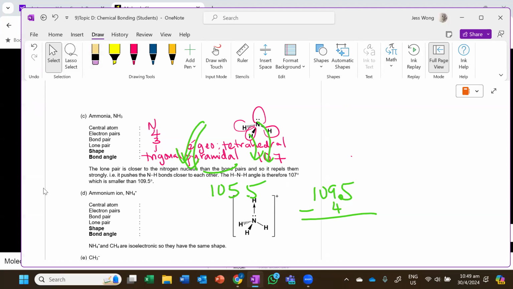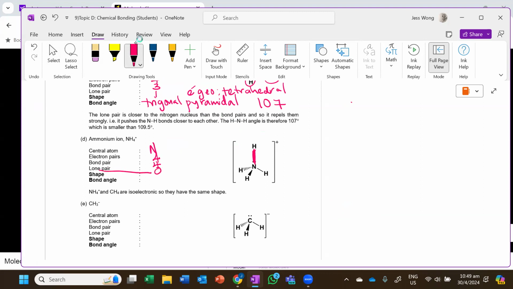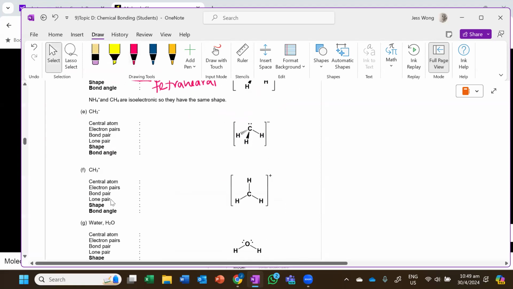So let's very quickly continue with this. This one, can you change it? Can you just put a line instead of this? In this structure, the central atom is N. There are 4 electron pairs, 4 bond pairs, and no lone pair. The shape will therefore be tetrahedral because there's no lone pair. When there's no lone pair, we just follow the electron geometry as the shape, and the angle of tetrahedral is 109.5. Okay, now we will not do everything, we will skip a little bit.